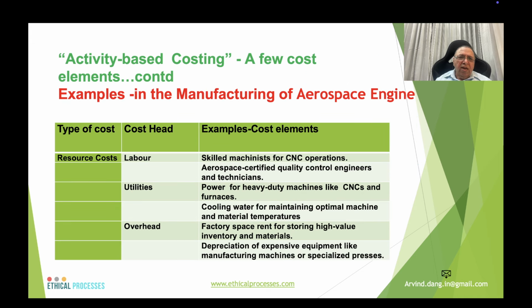Resource related costs: there are 3 cost heads indicated: labor, utilities, and overhead in column number 2. Examples for the labor cost elements are skilled machinists for the CNC operations, and aerospace certified quality control engineers and technicians, etc. Utilities are power for heavy duty machines like CNC and furnaces, and cooling towers for maintaining optimal machine and material temperatures. So these are a few examples of the cost elements which need to be captured accurately.